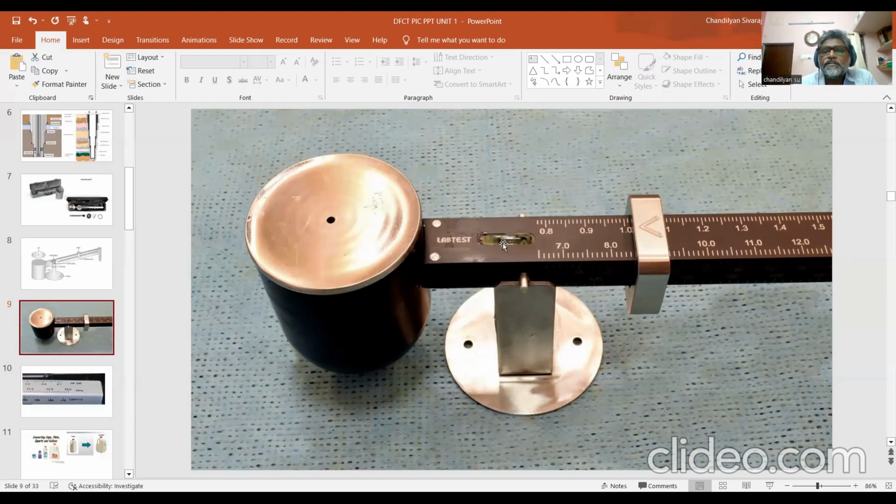The bubble, if it is at the center location, that's the place you got to stop it. If you're moving this, the bubble will also shift. So that is taken care of for the balance of the instrument. When the instrument is in a stable condition, that means equilibrium position or balance condition, the bubble will be at the center. That means this is the place you have to stop.